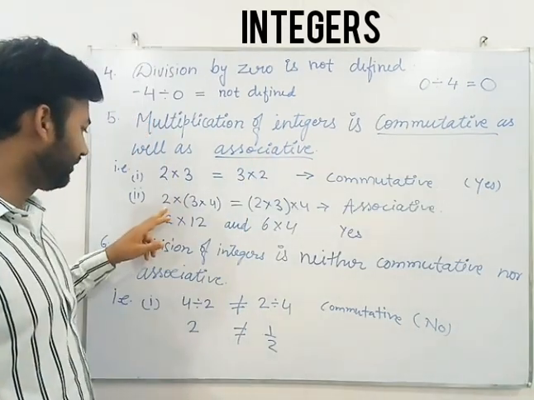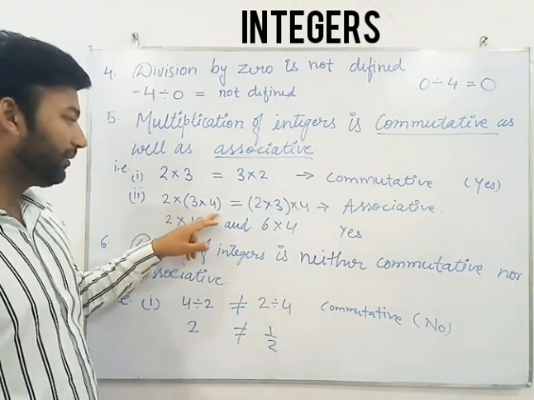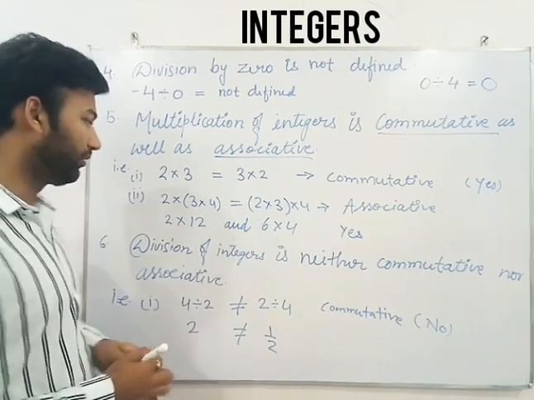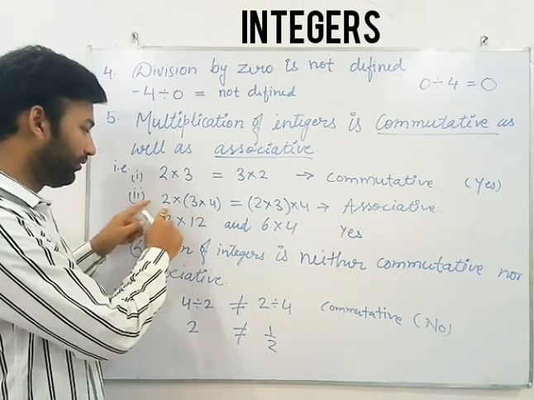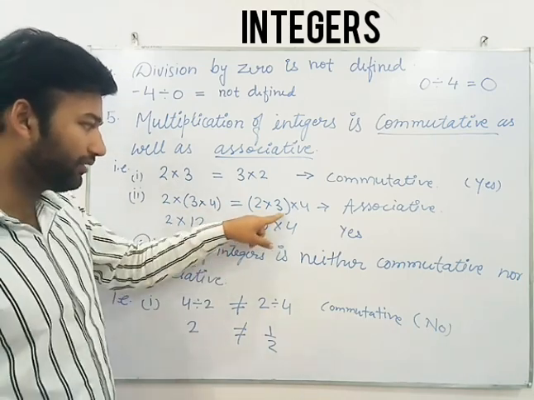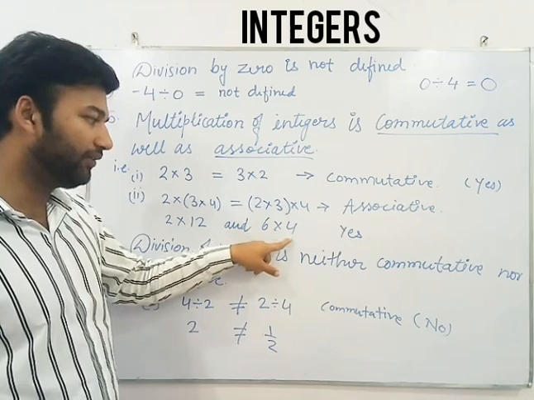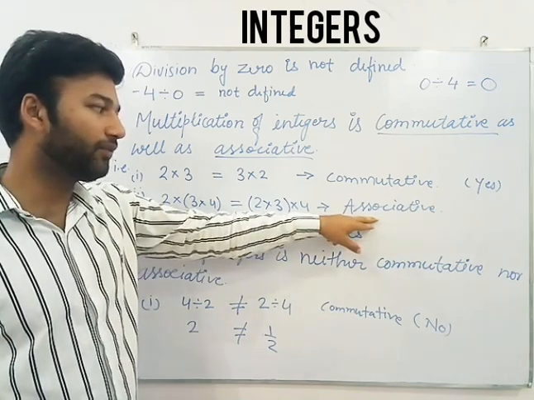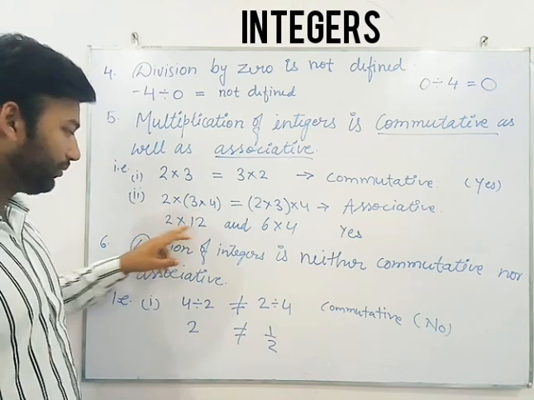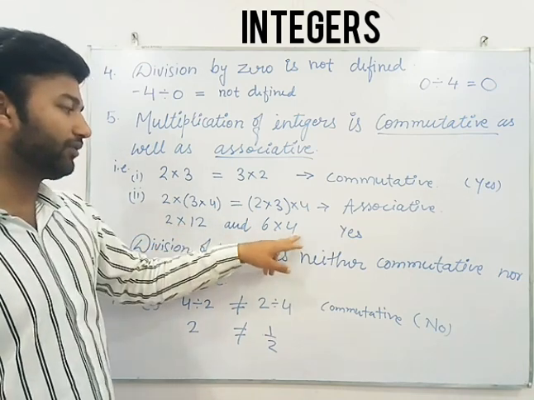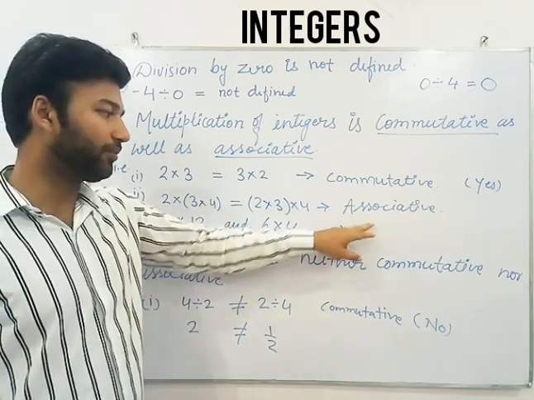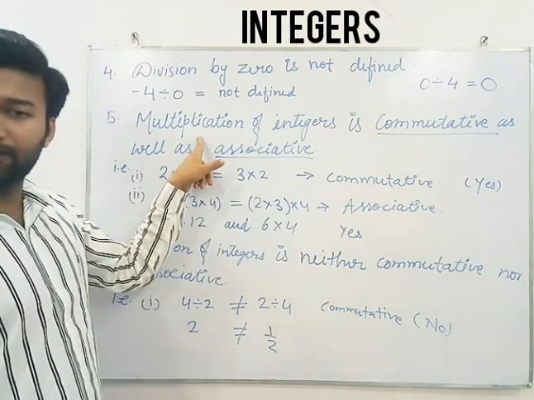Now another: (2 multiplied by 3) multiplied by 4 is equal to 2 multiplied by (3 multiplied by 4). Now we will take this group. 3 4s are 12, so 2 multiplied by 12, and 2 3s are 6, so 6 multiplied by 4. This is the associative property of multiplication. Now you can check: 2 12s are 24 and 6 4s are 24. Both are equal. That's why the associative property is followed in the case of multiplication.